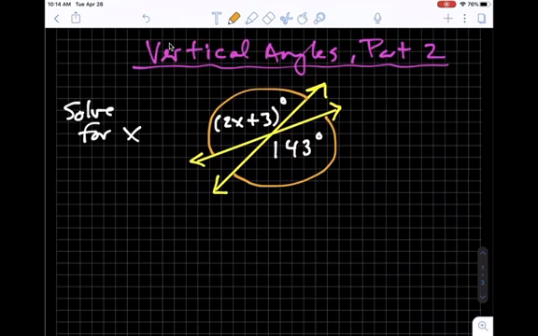And they're telling us that this one right here is represented by the expression 2x plus 3, and this one right here is 143 degrees. So what we know about vertical angles is we know that they are equal to each other. So that gives us what we need then to set up our equation. So our equation is going to be 2x plus 3.